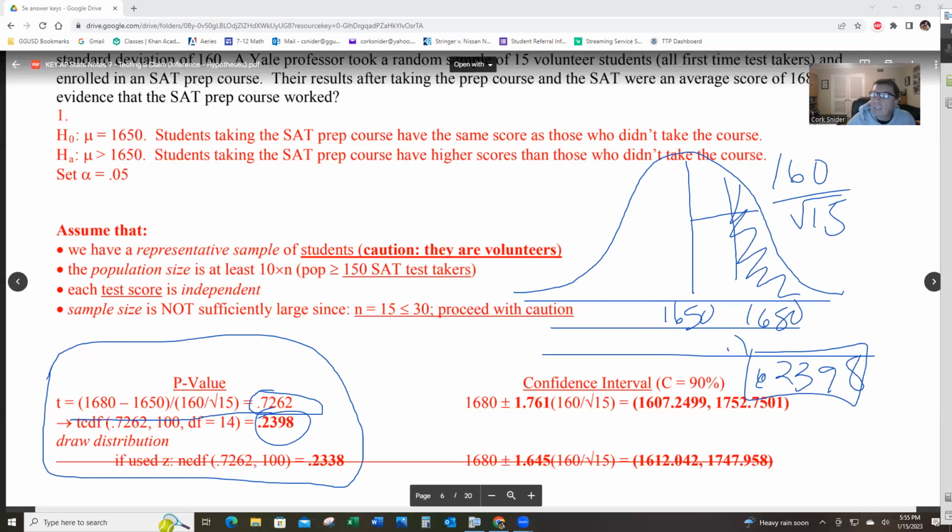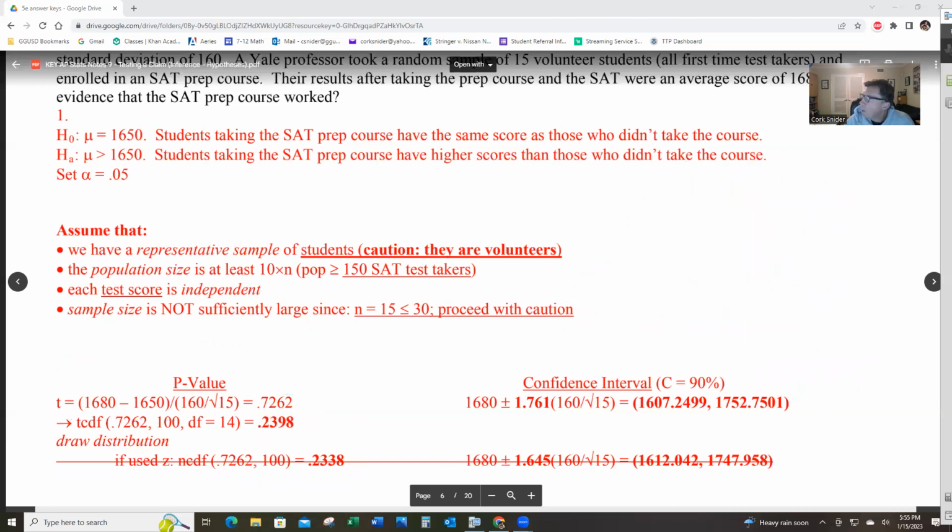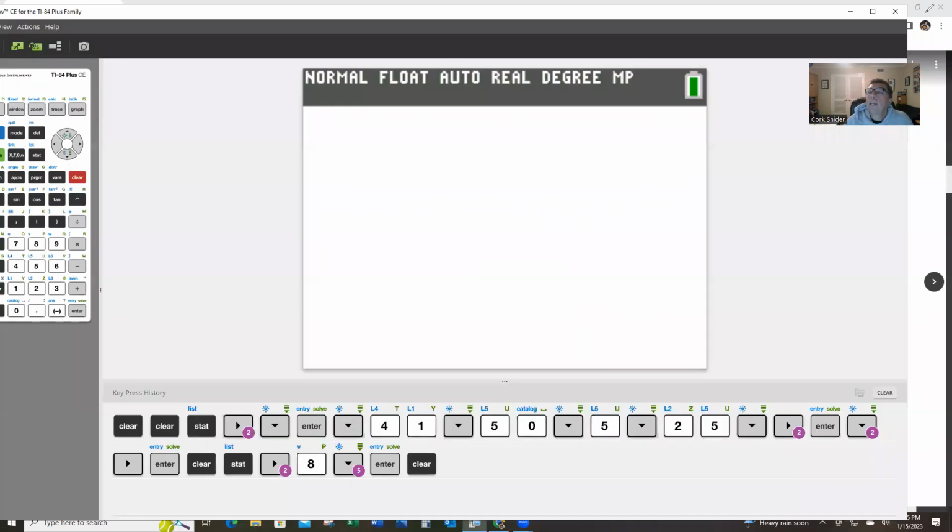Okay. And of course, that is way, way, way above 0.05. So we're going to have a fail to reject, meaning this data did not prove that his prep course worked. Now, it might work, but this data doesn't prove it. Okay, so let's go ahead and jump over to the calculator and do that.